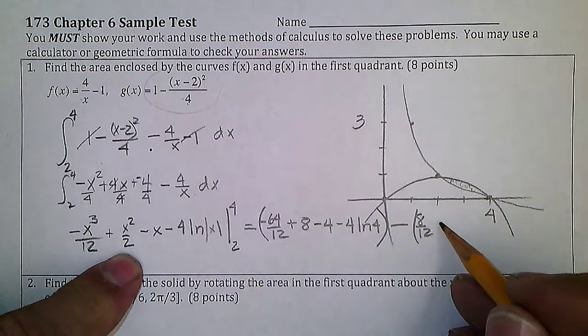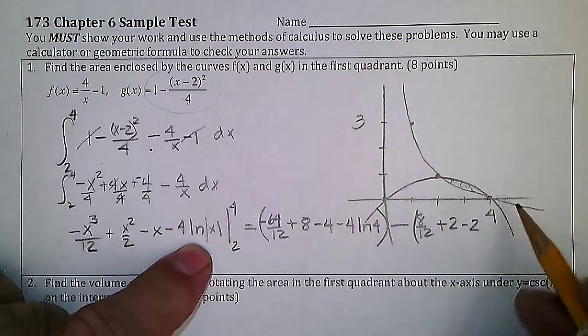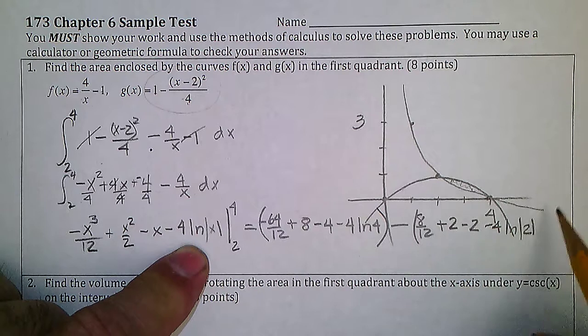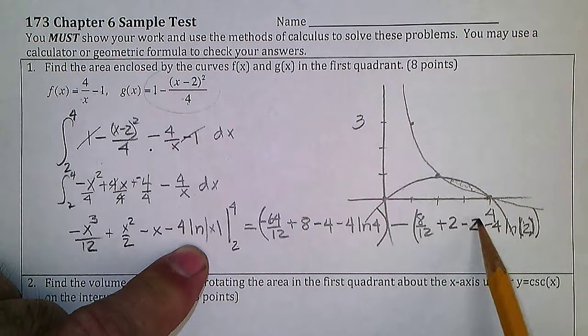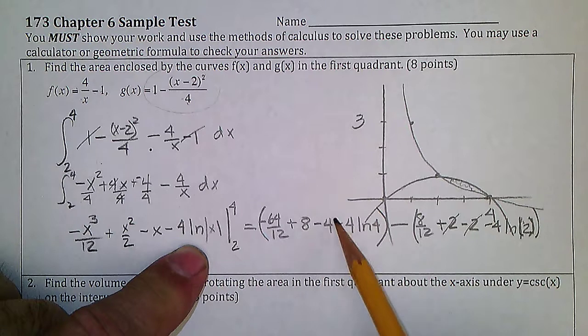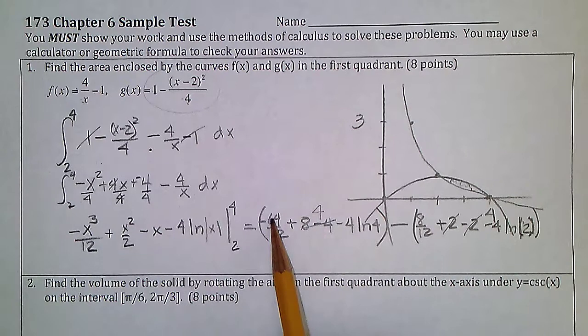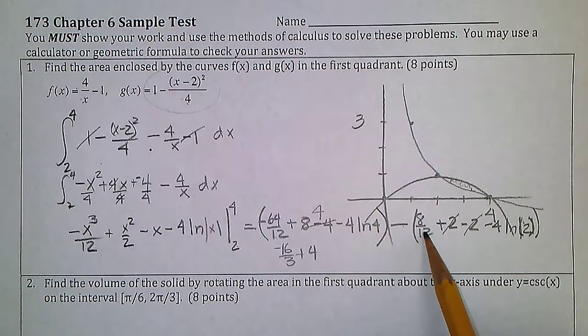2 squared is 4 over 2 is 2, minus 2, minus 4 ln 2, which is positive, so I don't need the absolute value. And then we can see minus 2 and 2. Let's see, 8 minus 4 is 4. 4 goes into both of these. That's 6 minus 16 thirds plus 4 minus, see, 4 goes into both of those.